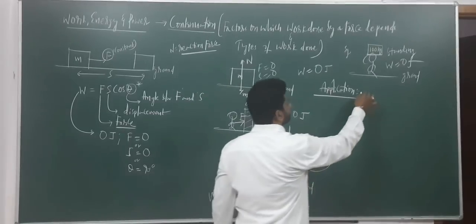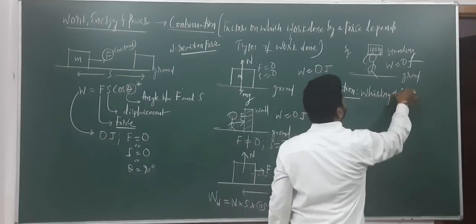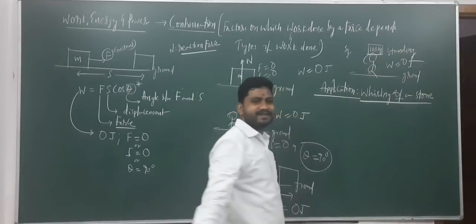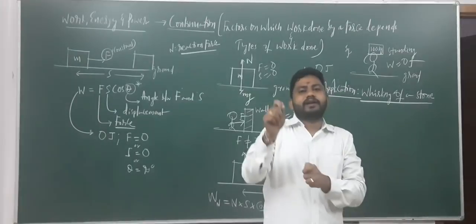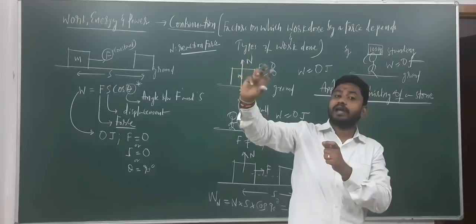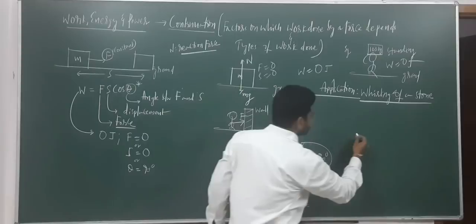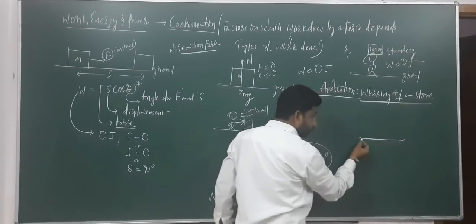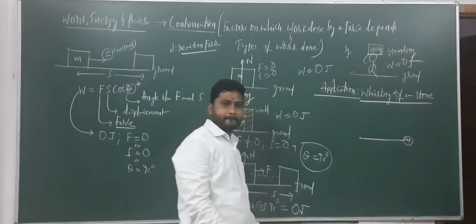In case of whirling of a stone. What is meant by whirling of a stone? Imagine I have a thread. One end of the thread, I'm just holding it. Another end of the thread is tied to a stone. Like this, look at here. So this is one end of the rope, and the other end of the rope is tied to a stone of mass M.